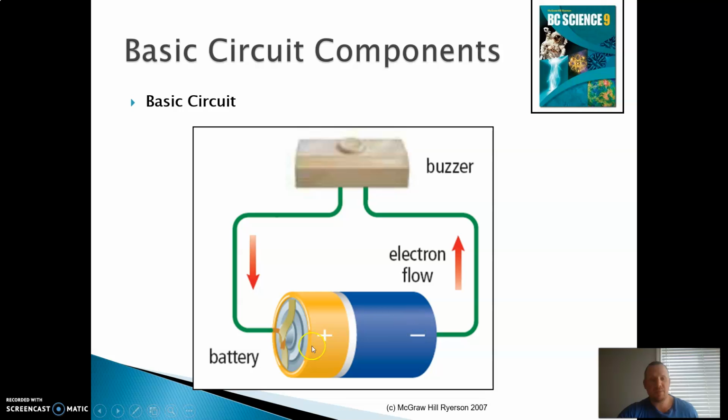So here we see a basic circuit. The battery is the source of electricity. There's conducting wires, and then there's a load or a resistor. So the electricity flows through this buzzer, and when it's on, it turns it into sound energy.